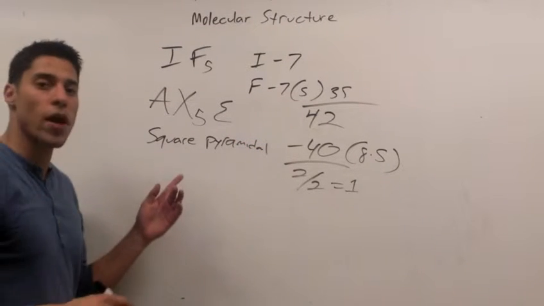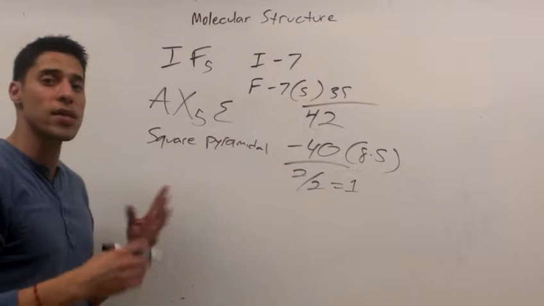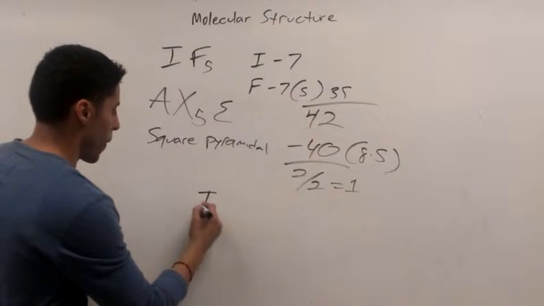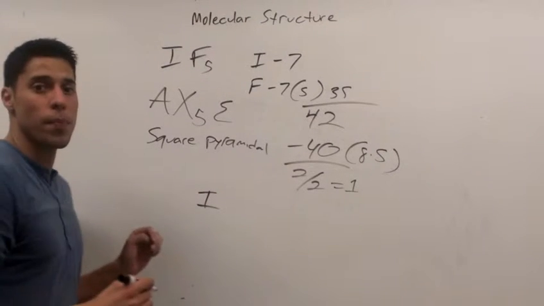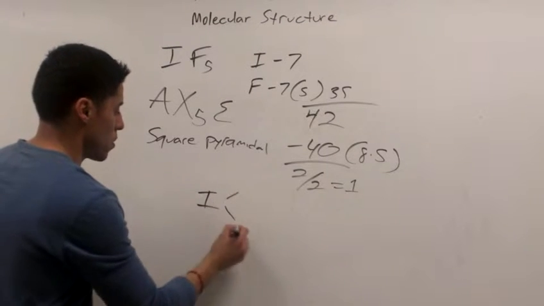Okay, so we're going to have our central atom, the iodine, because it's less electronegative, surrounded by 5 fluorines.